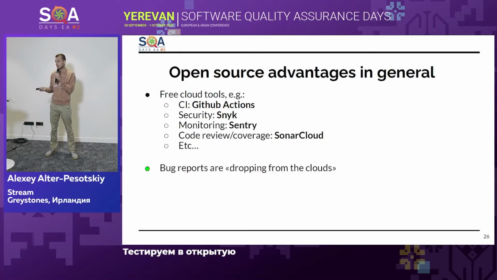And next point here is that bug reports are dropping from the clouds. Here I mean that generally in a private repo, in a private company, bug reports are coming only from testers or developers, maybe project managers. But when your code is open, everyone could create bug reports for you. It can be a problem if you don't have a bug report template, but if you create a bug report template, the bugs will be easy to understand. And yeah, so not only you will be testing your software.